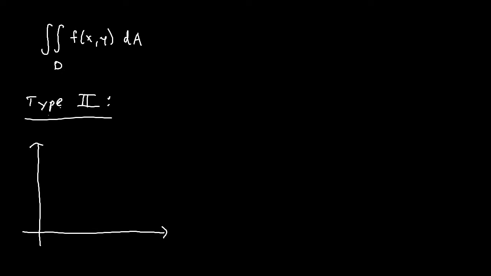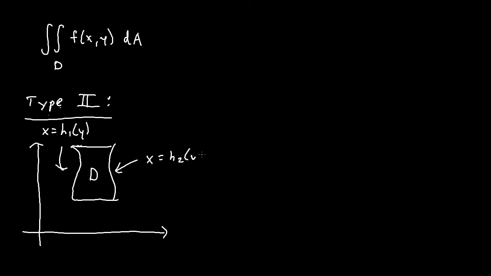So now moving on to the type 2 region, the region D is surrounded by two functions here. The one on the left is going to be x equals some function h in terms of y, so h1 of y, and then the right one, x also equals some function, this time h2 in terms of y. And the y bounds this time range from c to d. So once again, the y bounds range from c to d, so I'll write that there.